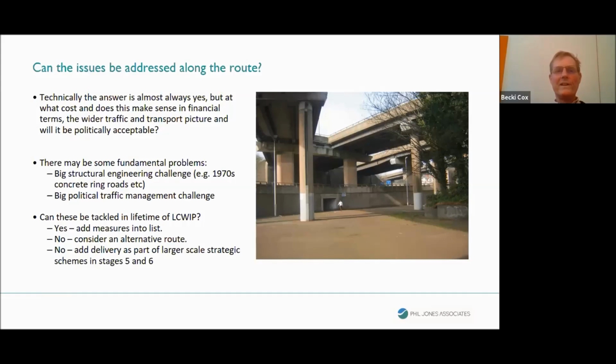And so when you think about what you can do within the LCWIP, yes, it might be a series of really simple measures and we just add them into the list and that becomes part of the LCWIP. It may be that we decide, well, actually, this is too difficult a route to tackle on this occasion, but there is a fairly suitable alternative route, and so we can look at doing something like that in the short term. Or it may be that we say, yes, well, we do need to tackle this.